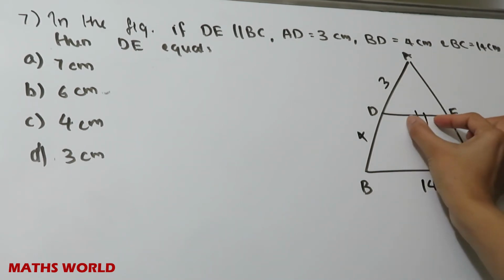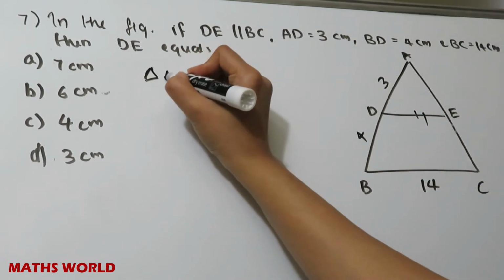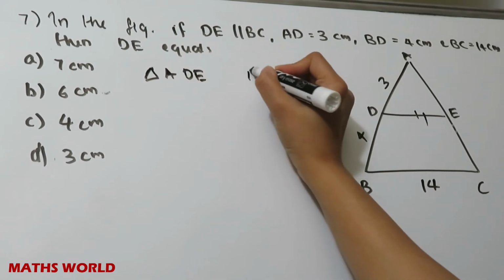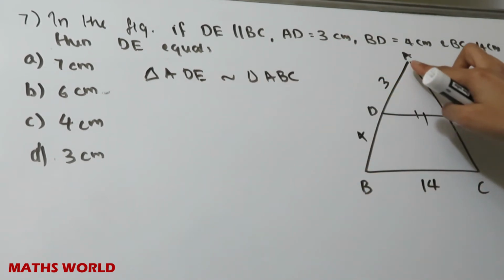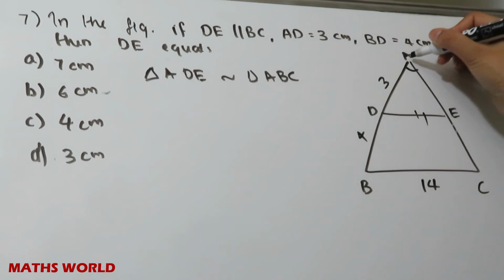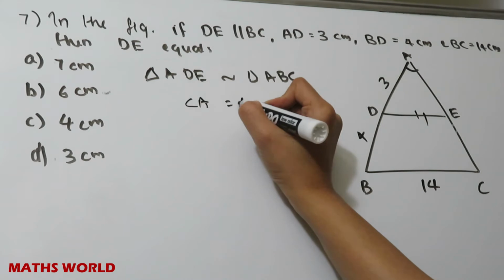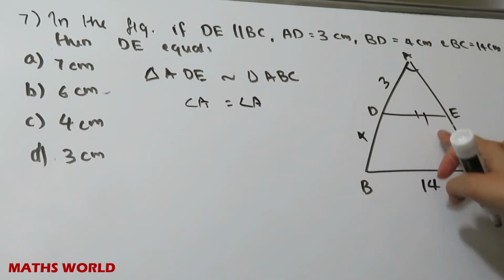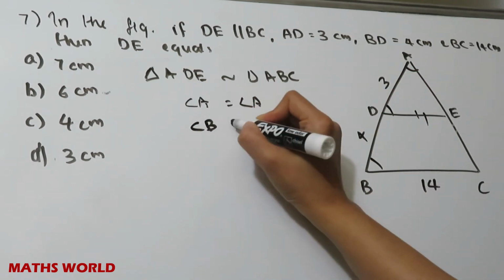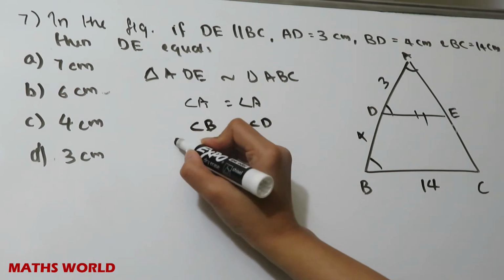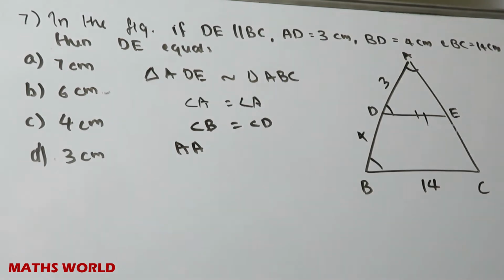We need to find the value of this DE. So first we need to prove triangle ADE and triangle ABC are similar. In the small triangle there is angle A, and in triangle ABC angle A is the same. So angle A equals angle A. Given that DE is parallel to BC, these corresponding angles are equal. Angle B is equal to angle D. So by the AA theorem we can say that triangle ADE is similar to triangle ABC.